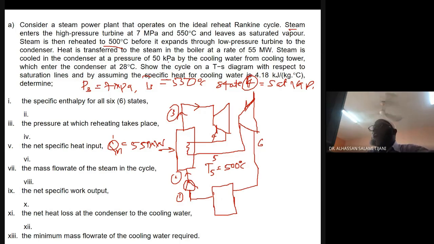Now we are told the steam is cooled in the condenser at a pressure of 50 kilopascal. So it means that the operating pressure, P6 equals P1 equals 50 kPa.